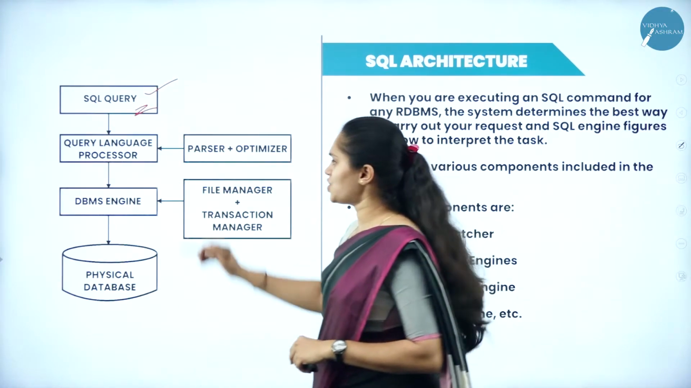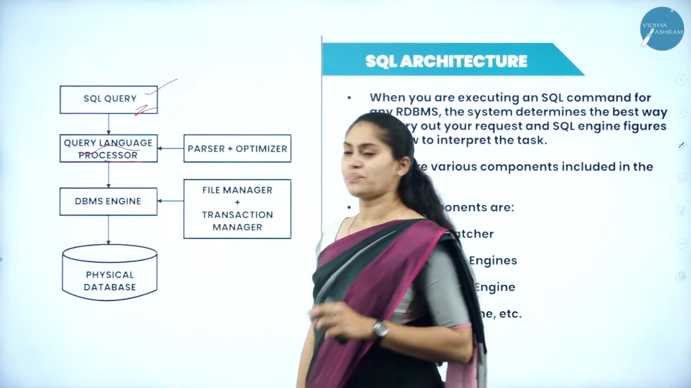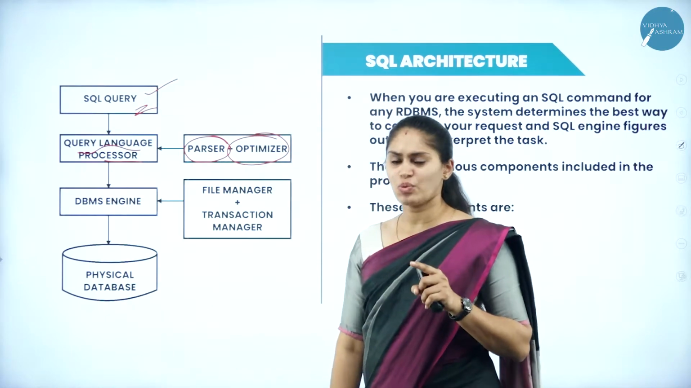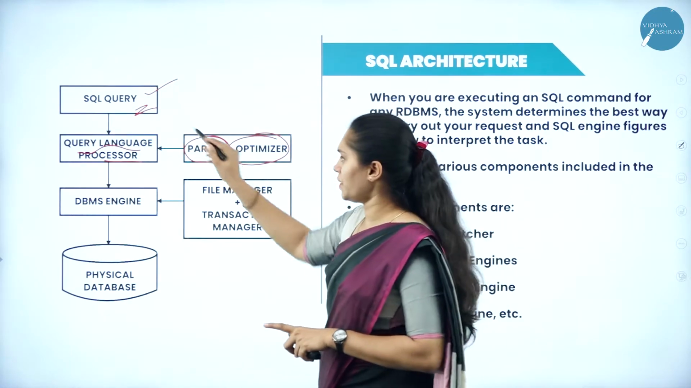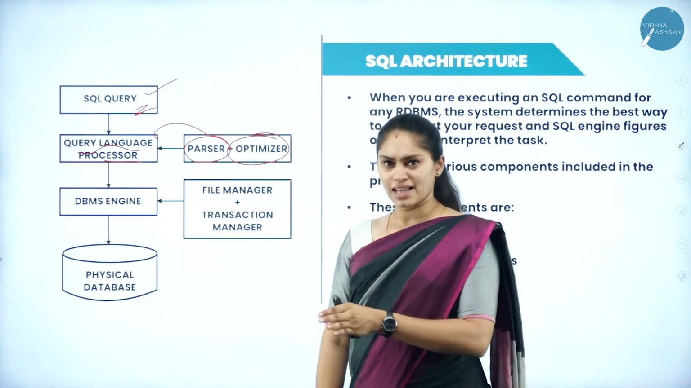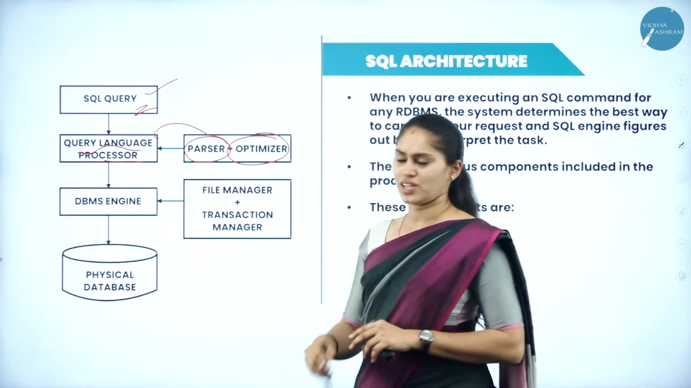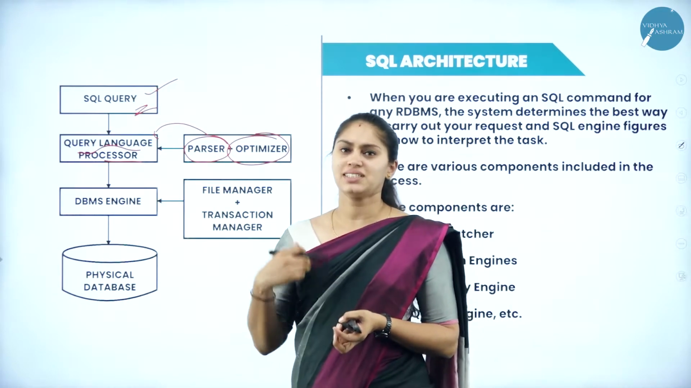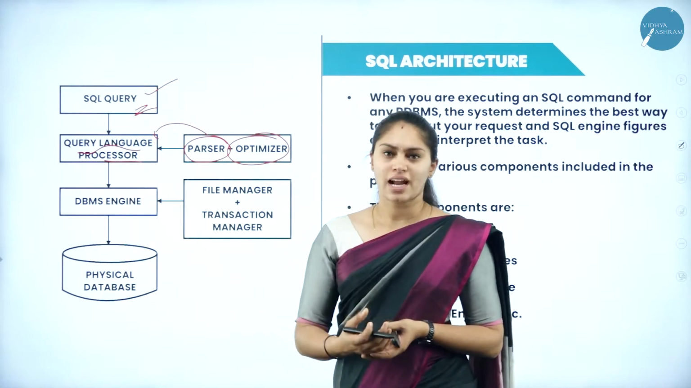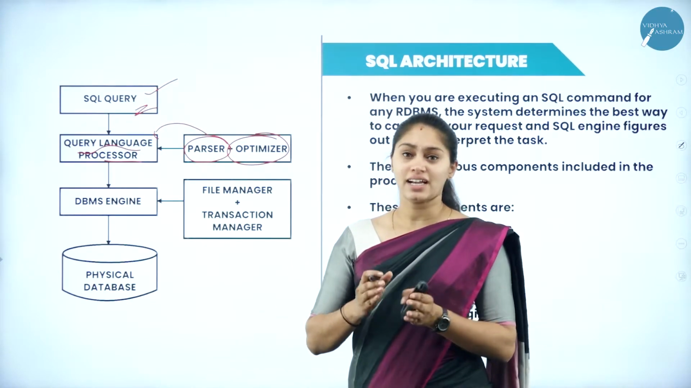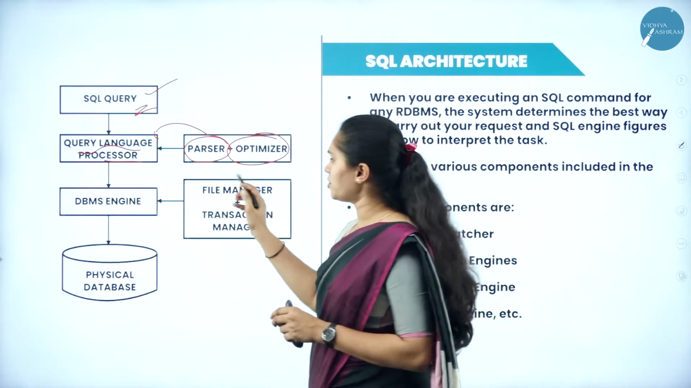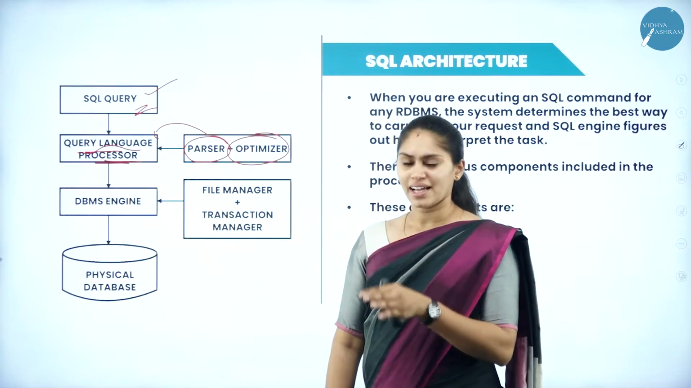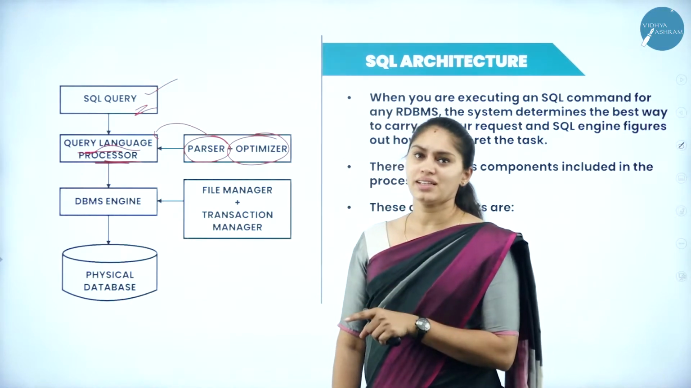Then once it reaches this query language processor, we have this parser and optimizer. What is the parser? It converts this SQL query into DBMS language, that is database management language, and the optimizer does some modification or optimization. For example, if you are not sending it in the standard form, it will make it standardized. Then only will it be sent to the query language processor. That is the organized way of giving the query given by the user.